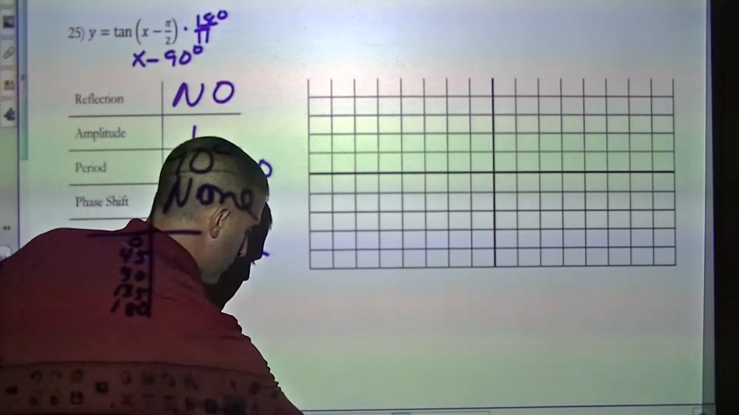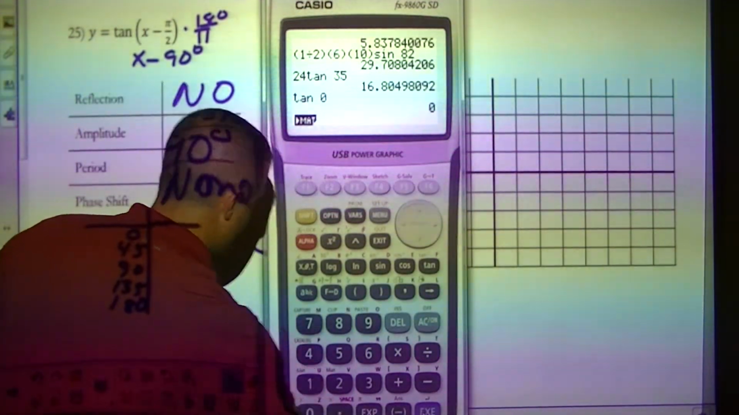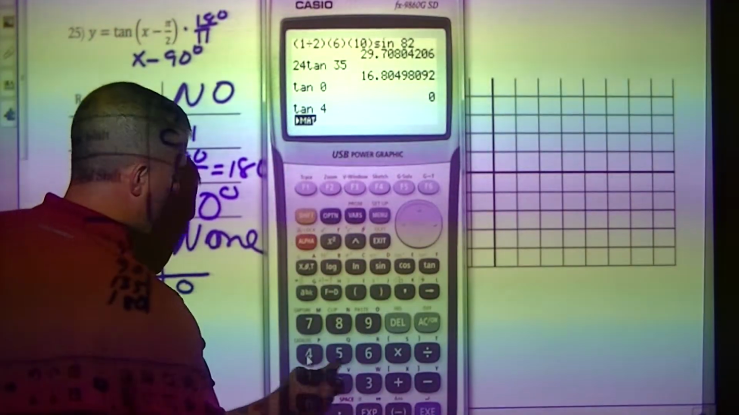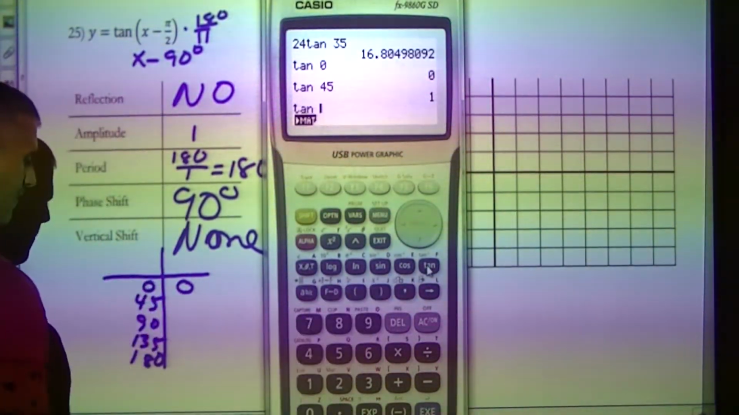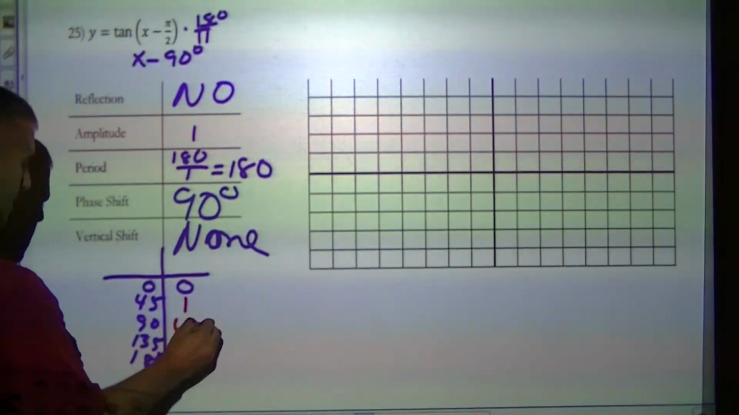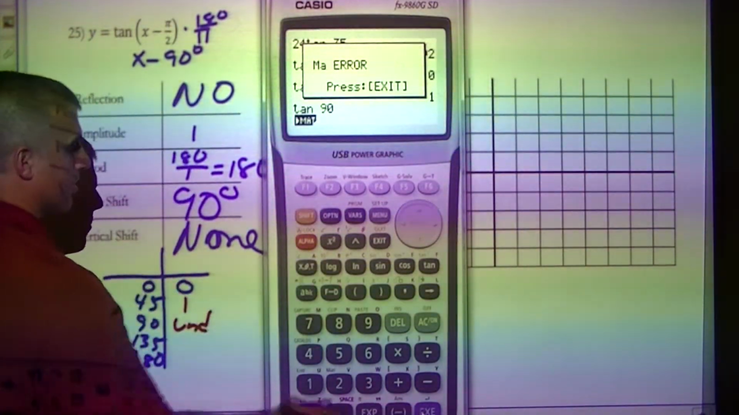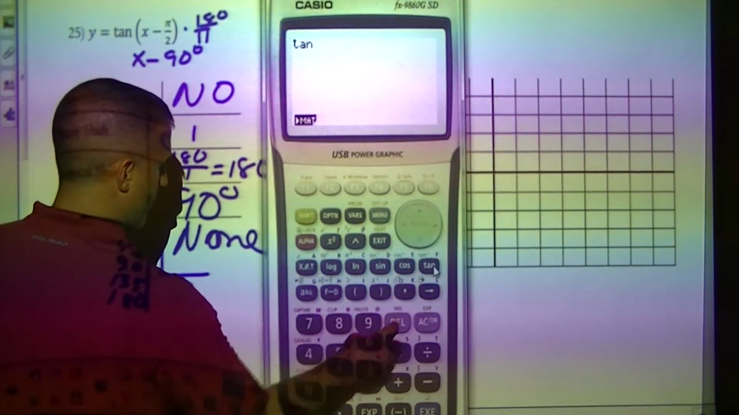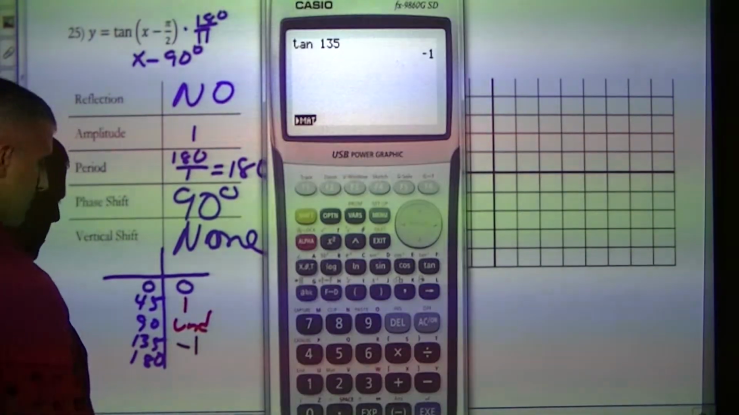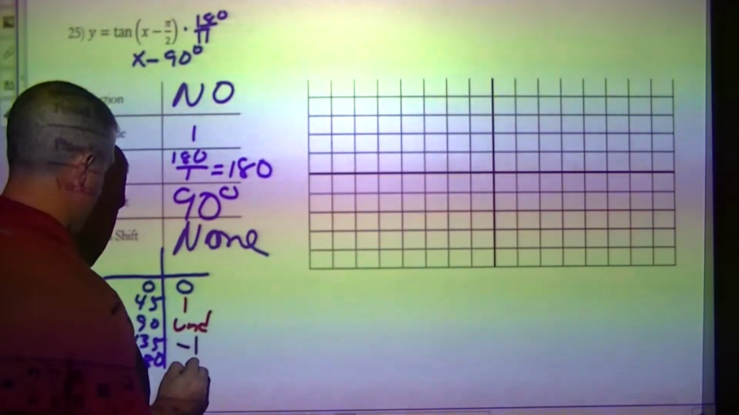Alright, so what I'm going to do is type in the tan of 0. Okay, if you need to, tan of 0 is 0. Tan of 45 is 1. Tan of 90 is error, which means undefined. So it's going to be 1, it's going to be undefined. Tan of 135 is negative 1. Tan of 180 is 0. Okay? Alright?